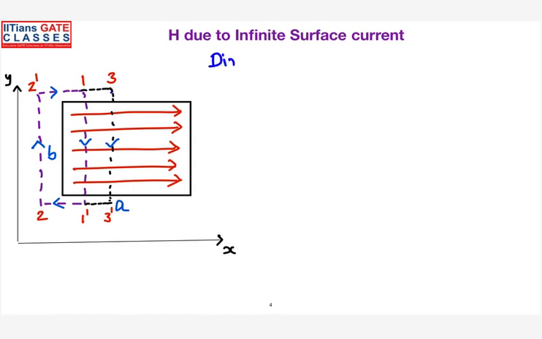So the direction of magnetic field is basically the current cross the radial direction. Since the current is flowing in the x direction, that will be Ax cross. And what will be the radial direction to this sheet? The surface current is located in the xy plane. So what will be the radial direction for this? You can answer in the chat box.